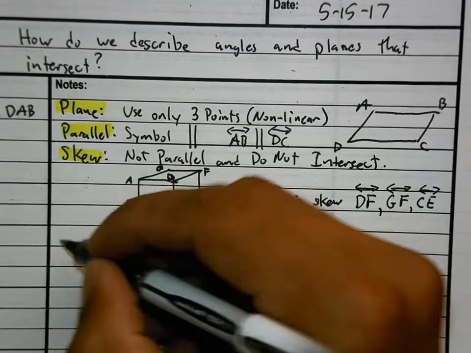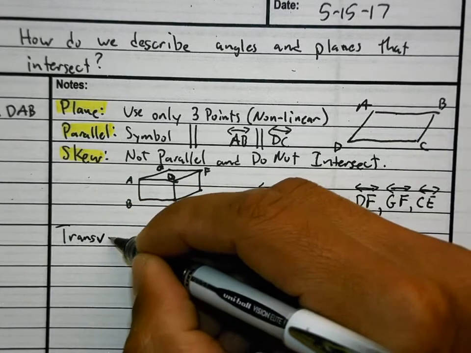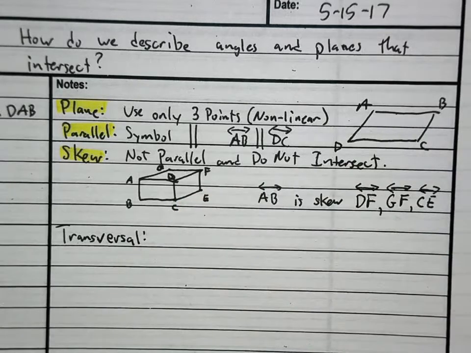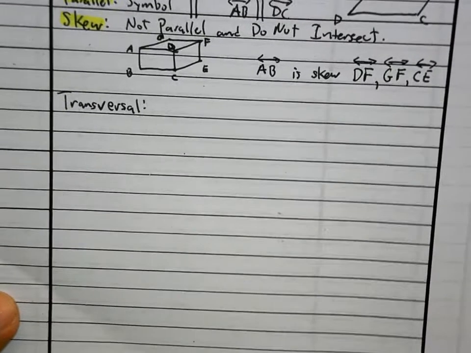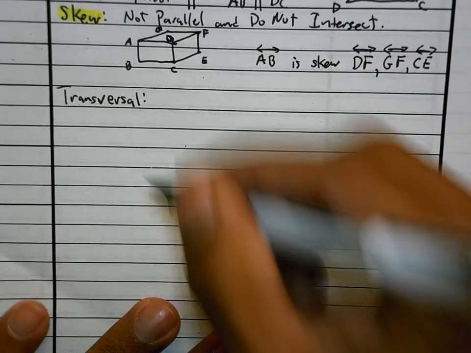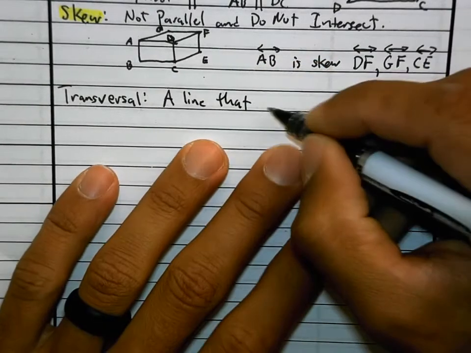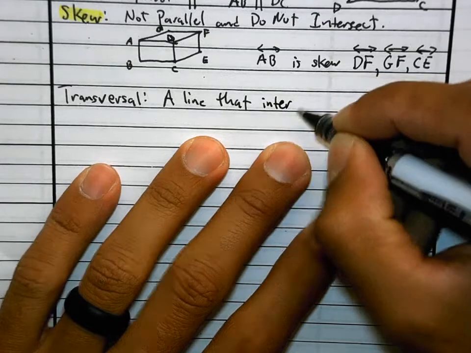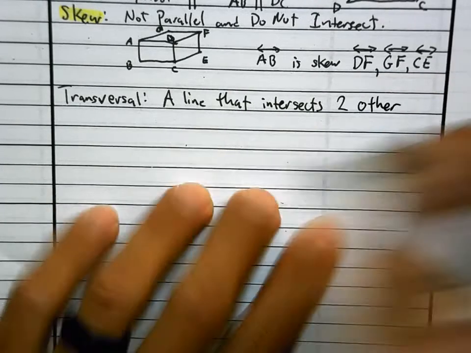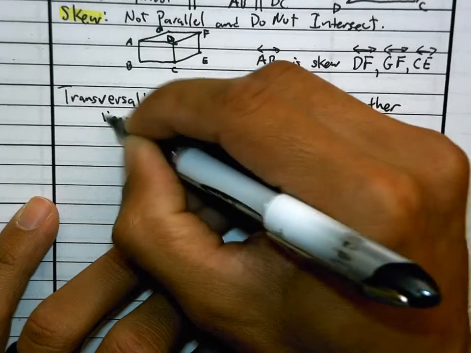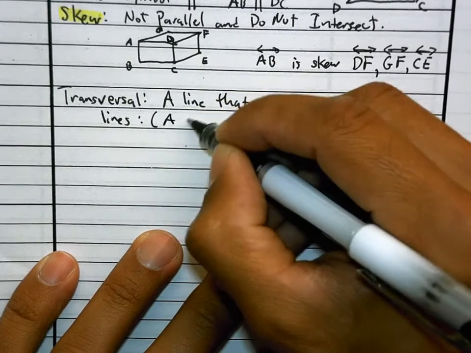Next word we're going to describe is something called a transversal. Transversal. Devin, keep that to yourself, please. A line that intersects two other lines. Think of it as a bridge.